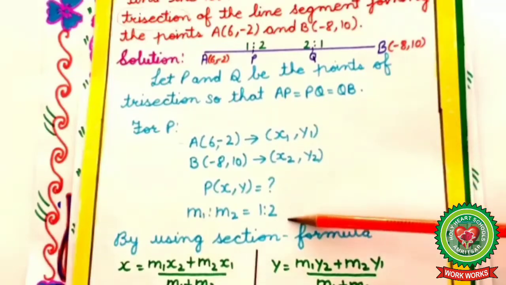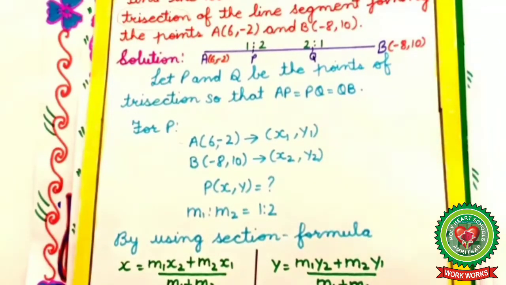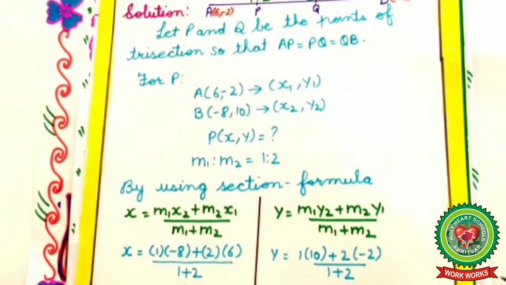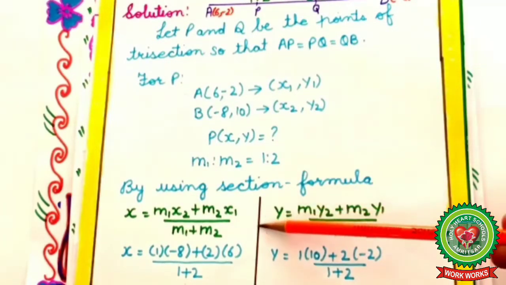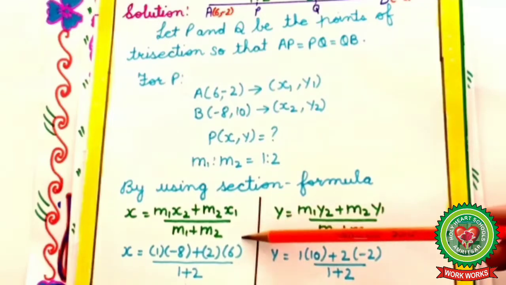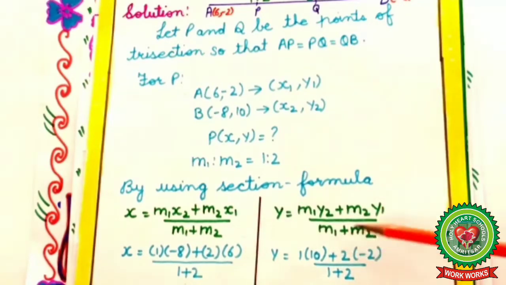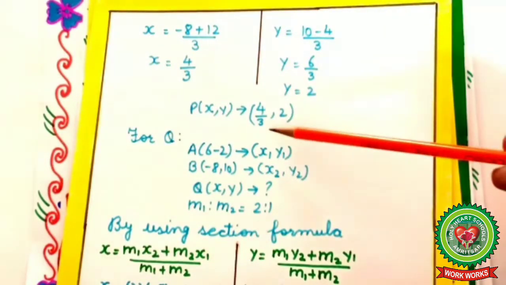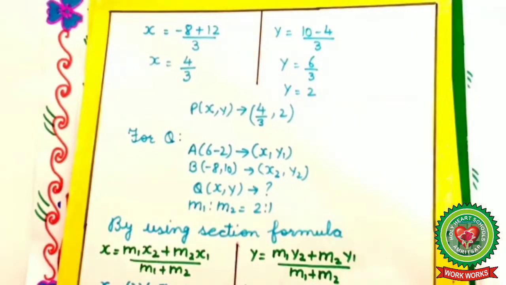For this, the ratio is 1:2. Now, by using the section formula, x equals (m1x2 + m2x1) upon (m1 + m2) and y equals (m1y2 + m2y1) upon (m1 + m2). After filling in the values and solving, the coordinates of P are (4/3, 2).